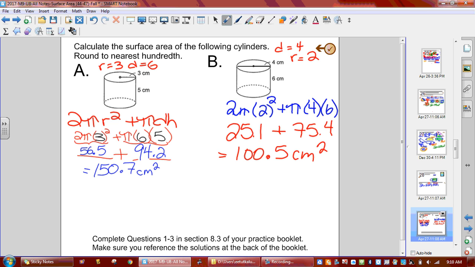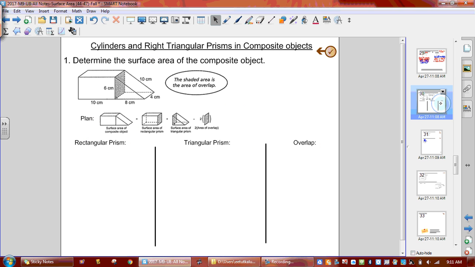Okay, now these are 3D composite objects. 3D composite objects, we're used to doing 2D ones, like a house. So we're used to looking at just 2-dimensional shapes, like a square and a triangle together. Or a circle with a triangle inside. We've done lots of those questions. Well, now we're making them into 3D objects, and now we're going to glue them together.